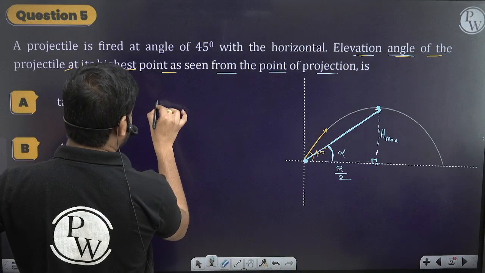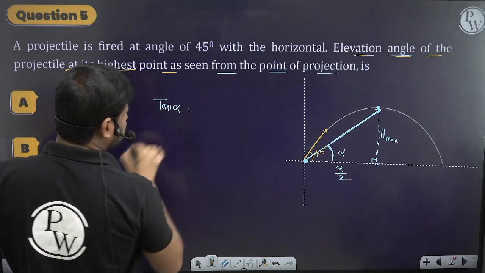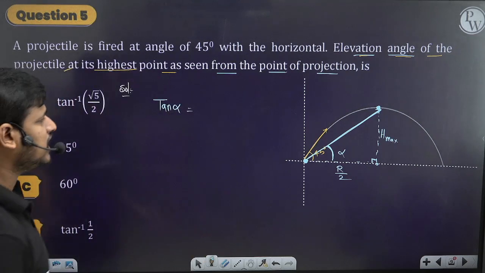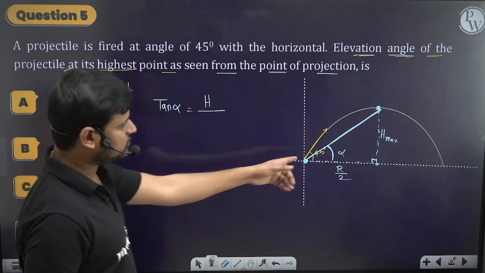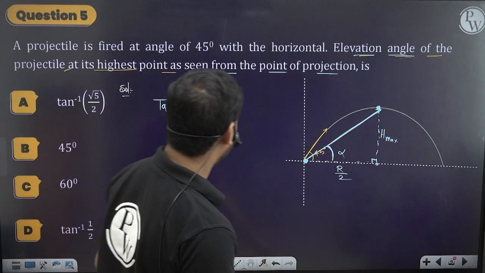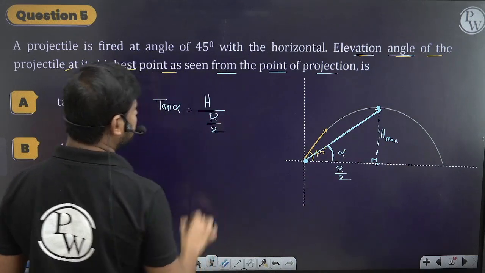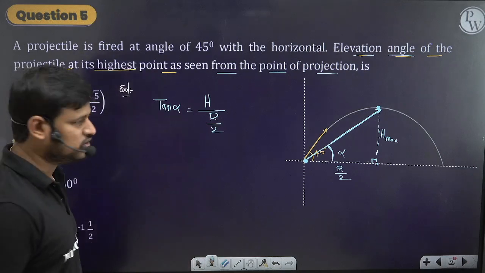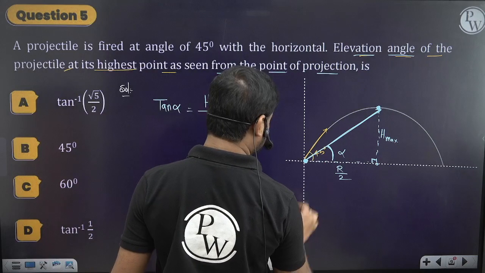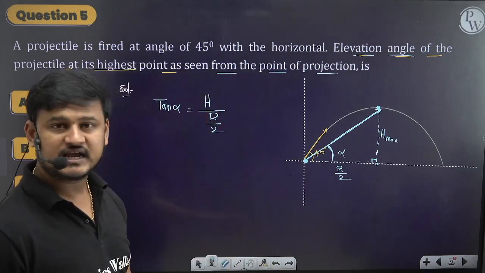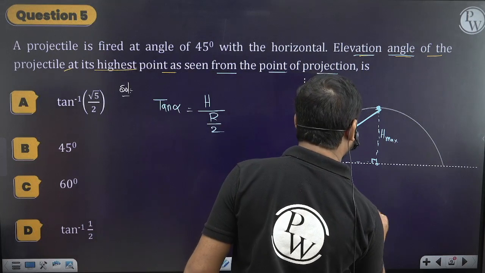Now from this triangle, let's write what tan alpha is. Tan alpha is equal to opposite. What is opposite? The H max. Yes or no? Opposite is H max by R by 2. Now here I know what this angle is, right? What is the angle of projection? The angle of projection is 45 degrees, right? So theta is equal to 45 degrees.